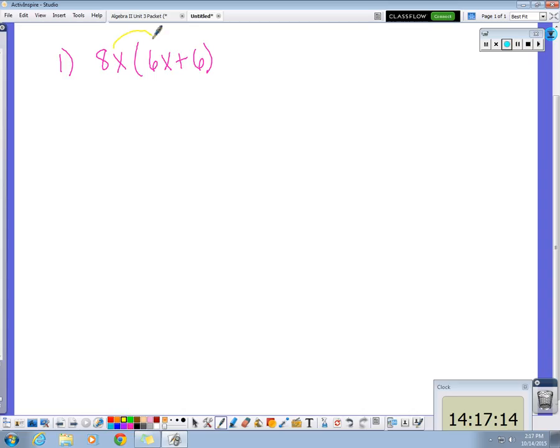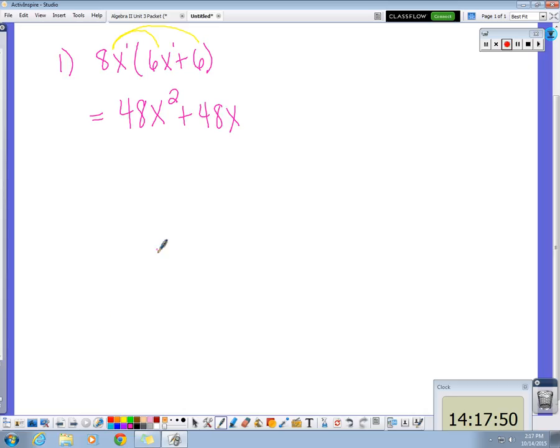8x first distributes to 6x. What is 8x times 6x? 48x squared. 48 because 8 times 6 is 48. X squared because it's x to the first times x to the first. So since we're multiplying, why wouldn't it be x to the first? Why wouldn't you do 1 times 1 is 1? Right, the rule is when you're multiplying variables, you add up the exponents. Now we also have to distribute that 8x to the first times 6, and that gives us a positive 48x, and then you're finished.